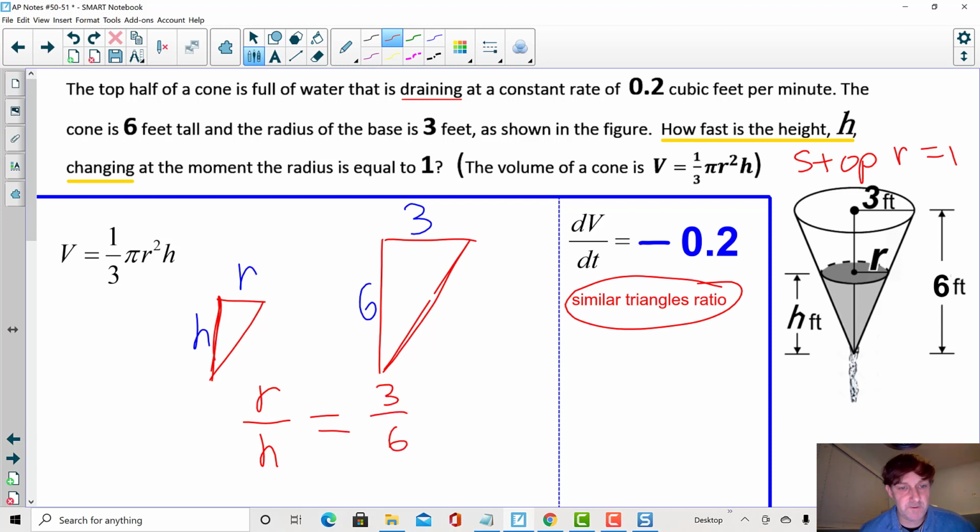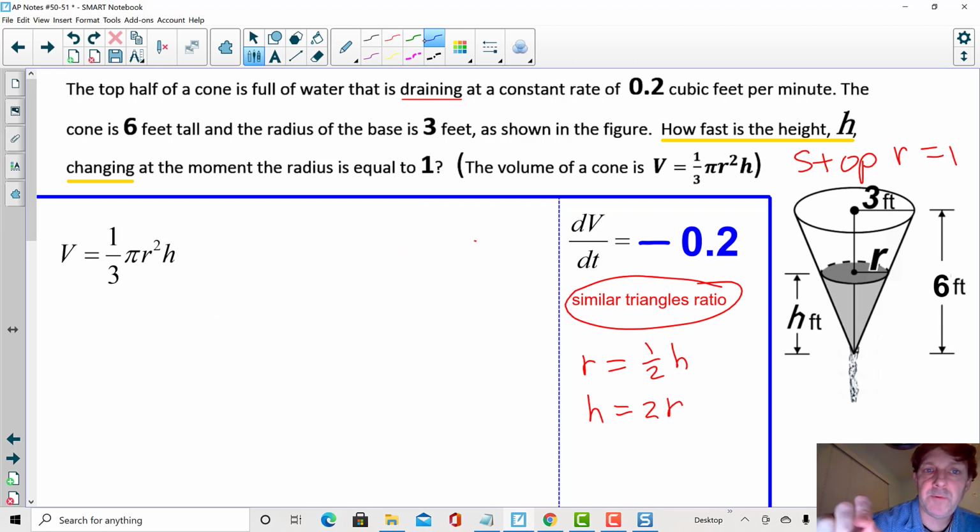And this can be solved for either r or h. It does not matter. If I solve it for r, I get that r equals 1/2 h. Or if I solve it for h, I get that h is equal to 2r. Now remember what your final answer is going to be. It wants to know how fast the height h is changing, so it wants h prime. So our answer is going to be h prime.